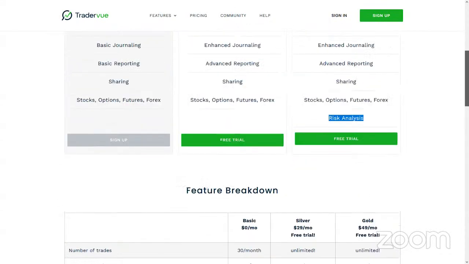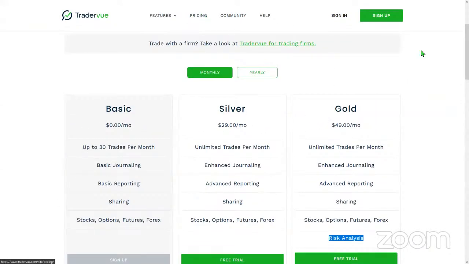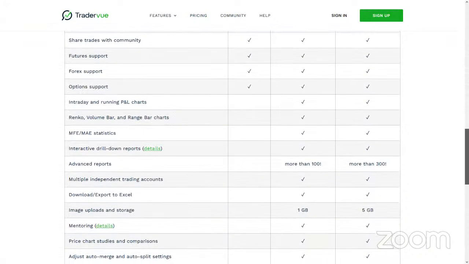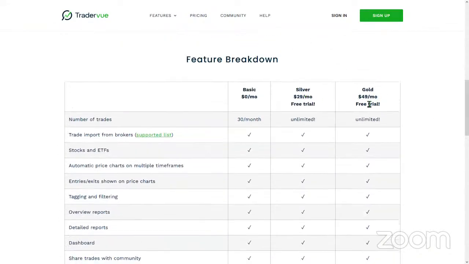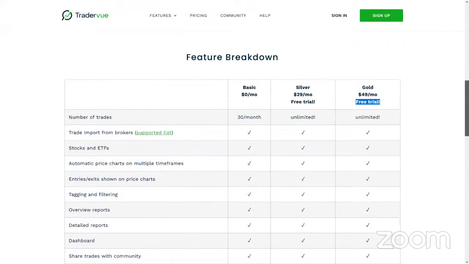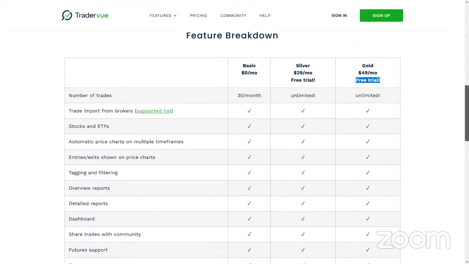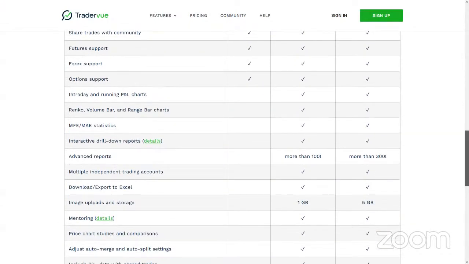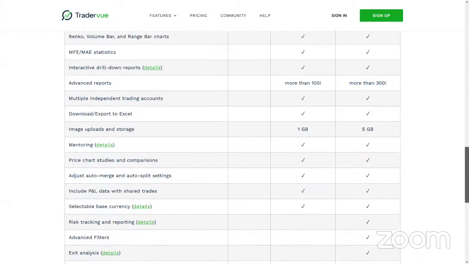If you want to know more information, it's on Tradervue under pricing. Scroll down and you will see the difference between free, silver, and gold. We have a 7-day free trial, so feel free to sign up and give it a try. If you like it, then perfect. If not, that's fine also.